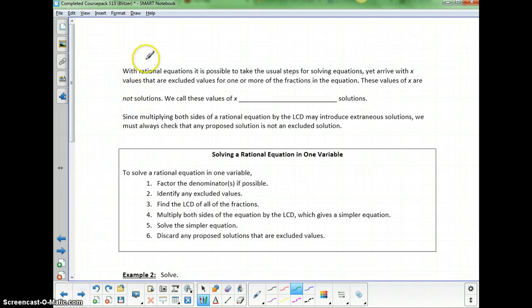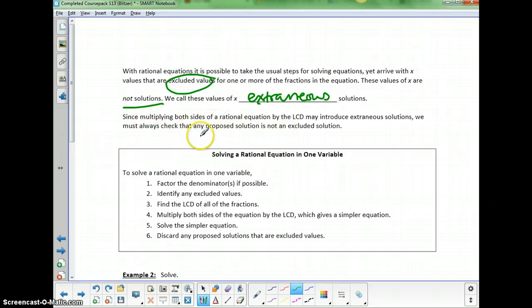Now with a rational equation, it's possible to solve the equation just like normal, but still arrive at an x value that's an excluded value for the function. These values of x are not solutions since it's not even possible to plug them into the original equation. So we call these values of x extraneous solutions. We don't want to get any extraneous solutions, so we better check to make sure that our solution wasn't extraneous. Extraneous just means that it's an extra solution. It looked like it was going to be one, but is not actually one.